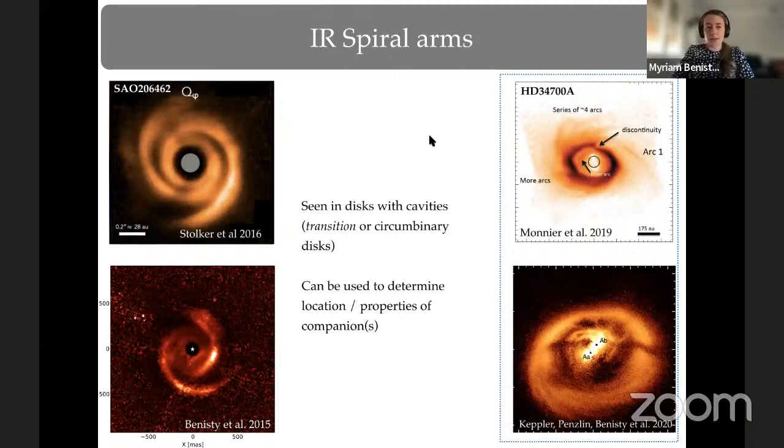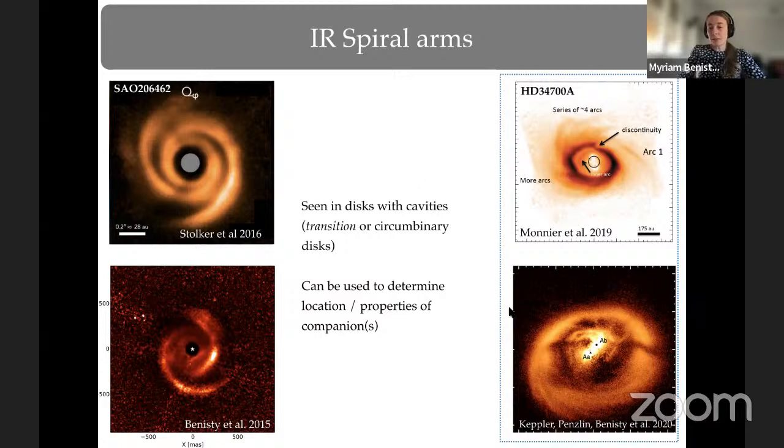Now, spirals are frequent in the infrared, and there are two categories of objects with spirals. The ones on the left are what we call transition disks. So they are disks with cavities. Here you can see that there is a hole, a dust-depleted cavity, and we have these two spirals here. And here, the cavity is not seen. This is the coronagraphic mask with these two spirals.